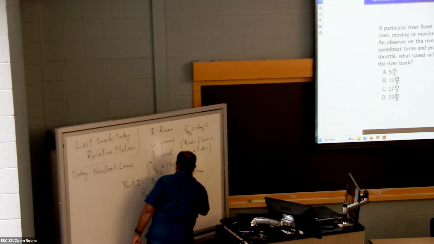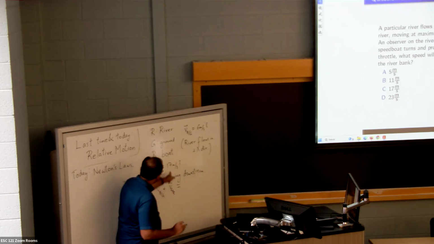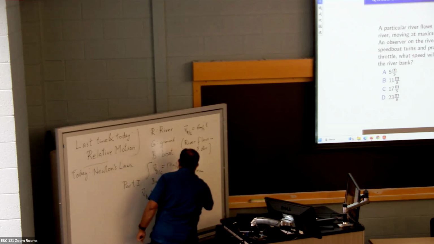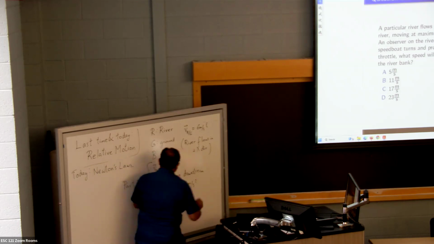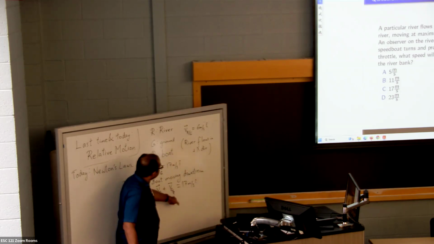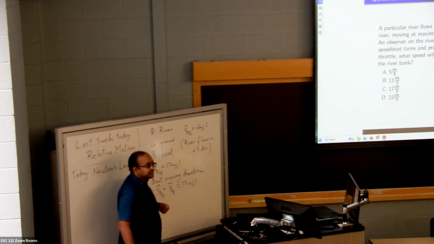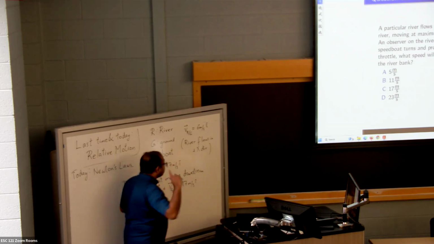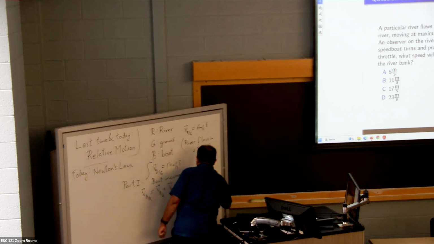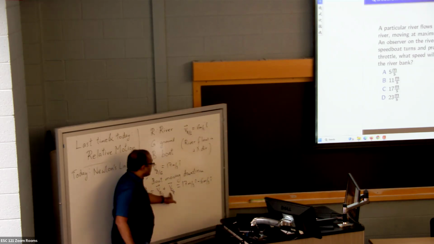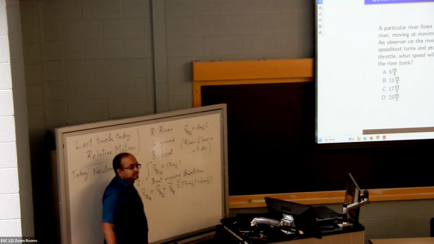So then let's plug in what we know. The boat with respect to the ground is 17 meters per second I hat. And then this one asks for the velocity of the ground with respect to the river. What should I put? Negative 6 meters per second I hat. Right, because this was the river with respect to the ground. What I want is the ground with respect to the river.